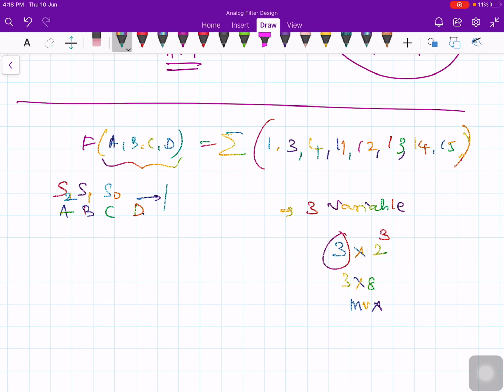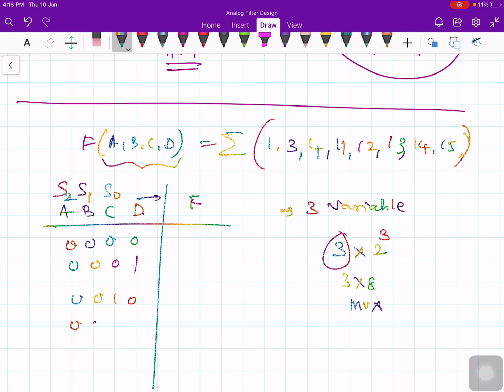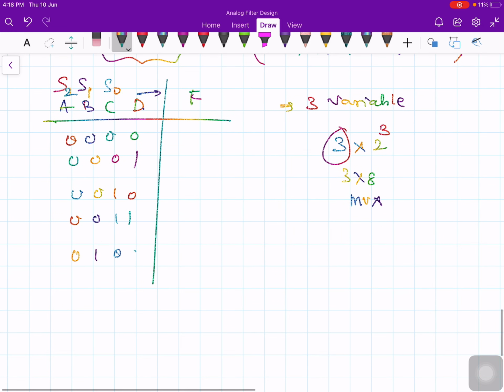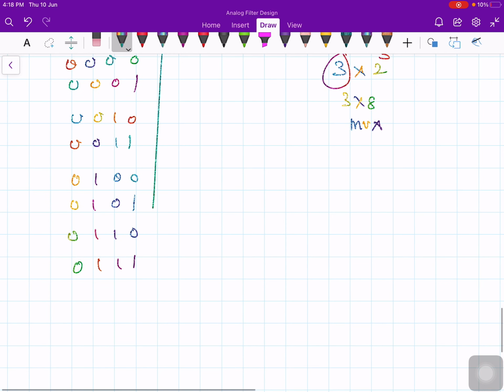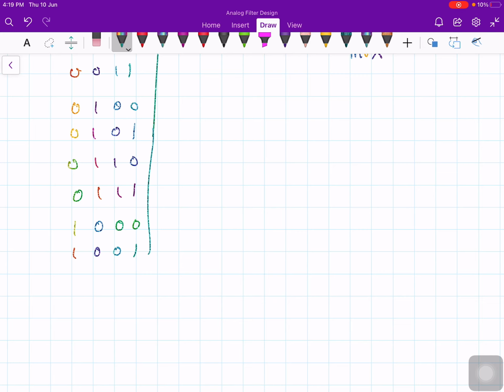Now this is my F. You put all the combinations: 0 0 0 0, 0 0 0 1, 0 0 1 0, 0 0 1 1, then 0 1 0 0, 0 1 0 1, then 0 1 1 0, then 0 1 1 1, then 1 0 0 0, 1 0 0 1, then 1 0 1 0, 1 0 1 1, 1 1 0 0, then 1 1 0 1, 1 1 1 0, then all 4 ones. So this is the combination.